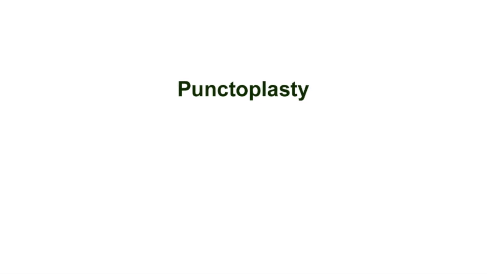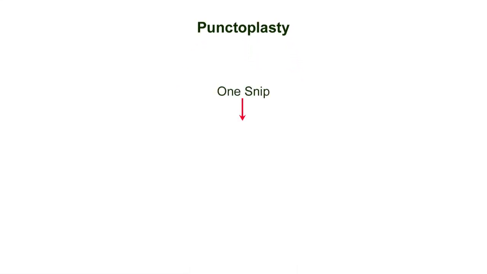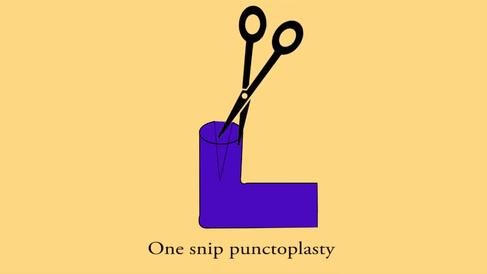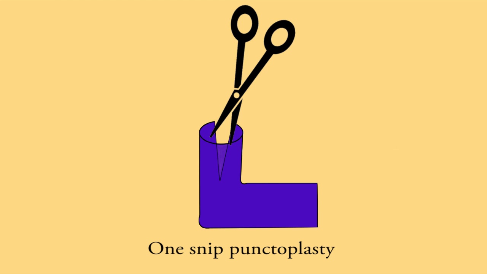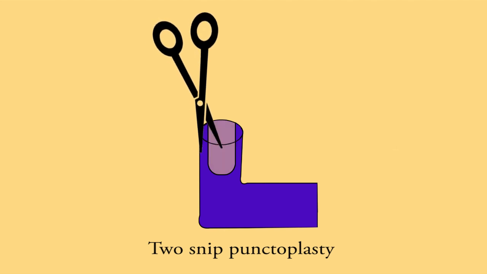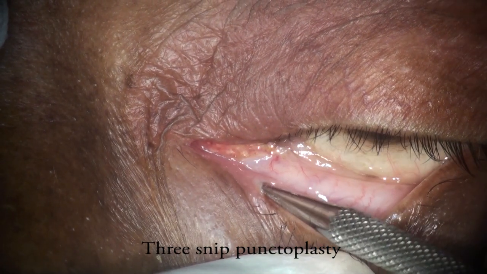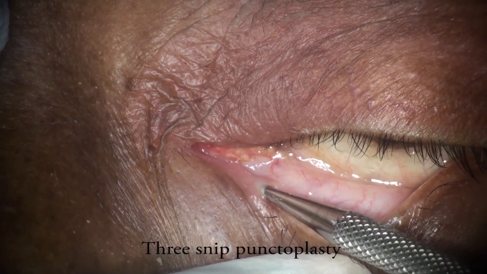Punctoplasty is the most commonly done procedure and has evolved over the years. A vertical incision along the ampulla is given in one snip punctoplasty. 2 vertical cuts each in the medial and the lateral wall are given with excision of the flap in 2 snip punctoplasty. In 3 snip punctoplasty, as demonstrated here, puncta is dilated with a needle-shaped punctal dilator.